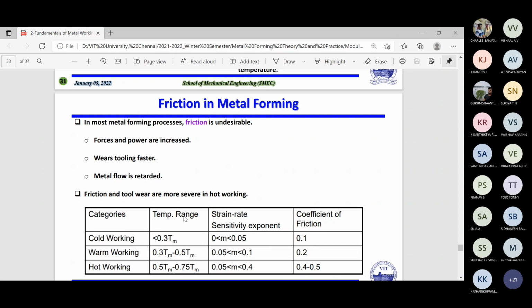For cold working, you will find the temperature range we have already discussed, and the strain rate equal to 0 less than m and less than 0.05, and the coefficient of friction you will find 0.1. Similarly, for warm working, the coefficient of friction is 0.2, and for hot working you will find 0.4 to 0.5. Okay, so these are some of the variations when we are doing cold working, warm working and hot working. You will find almost similar, or maybe very close to that.